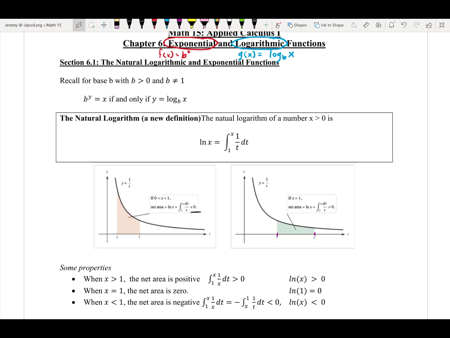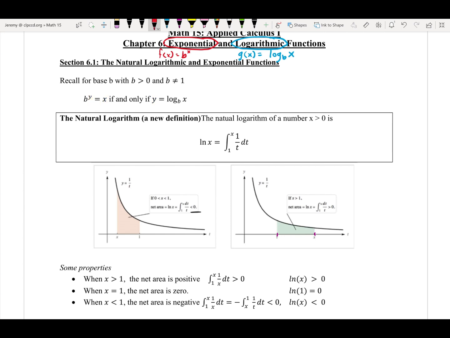But recall down here for base b, where b is greater than 0, not equal to 1, b to the y is equal to x if and only if y equals log base b of x. So this is just asserting that the exponential function base b and the logarithmic function base b are inverses, mainly because the input y for the exponential function is the output for the logarithmic function base b, and the output of the exponential is the input for the logarithmic. All right, and this is true for any base b greater than 0, not equal to 1.